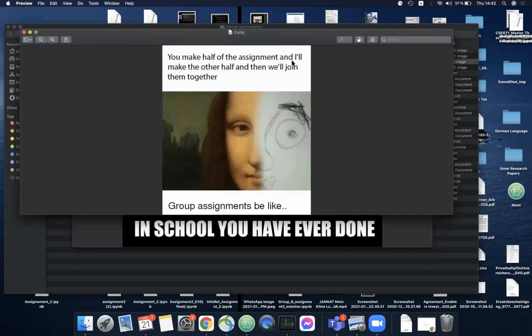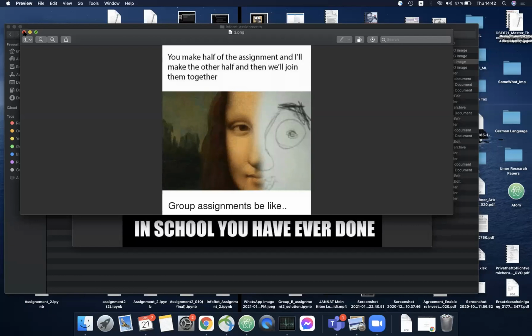So you make half the assignment and I'll make the other half and then we will join them together. So there are some tasks which are very nicely done by the students, and then there are some tasks which, I mean, it doesn't seem that all the group members have really discussed those tasks. So I would encourage that for assignment 3, please try to discuss with each other as much as possible so that your assignment at the end doesn't look like this. Okay, because you all get one grade for the assignment.